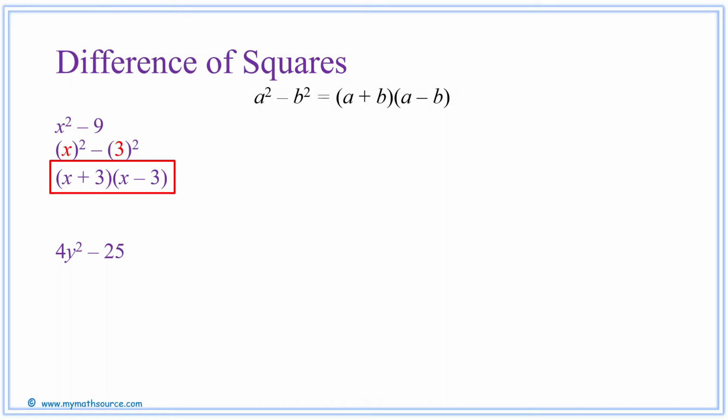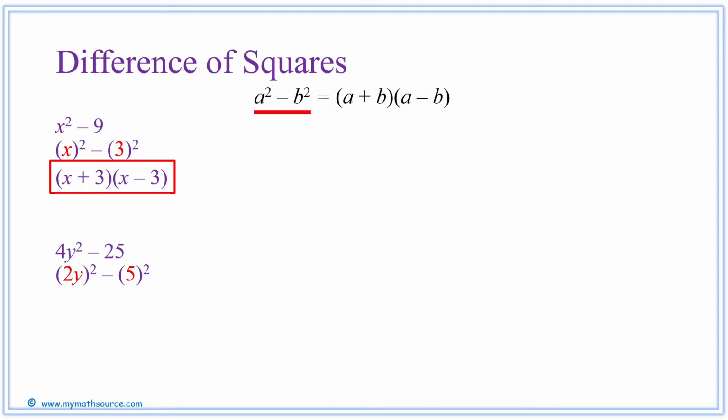What if we have 4y squared subtract 25? Similarly, we can use the a squared subtract b squared rule to help us with this expression. We can rewrite 4y squared simply by thinking of what the square roots of those terms are. The square root of 4 is 2 and the square root of y squared is y, so we can rewrite 4y squared as the quantity 2y squared.